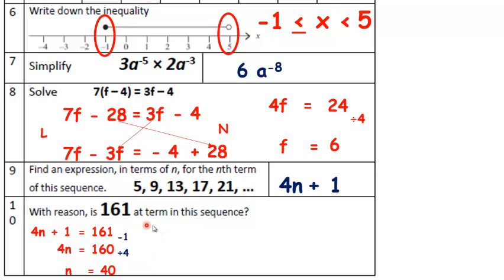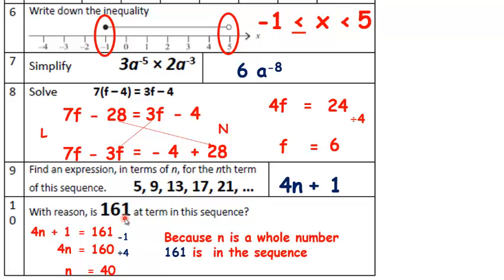So n is 40. The 40th term in the sequence is 161. So because n is a whole number, 161 is in the sequence.